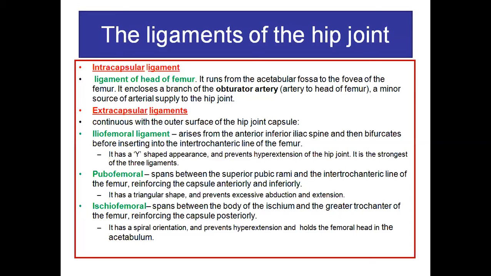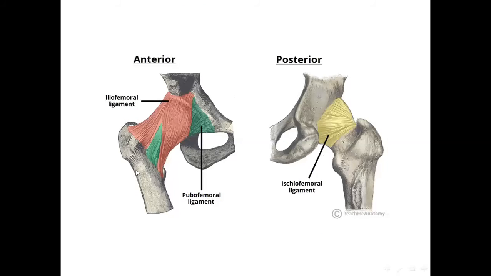The ischiofemoral ligament extends between the body of the ischium and the greater trochanter of the femur, reinforcing the capsule posteriorly. It has a spiral fashion, prevents hyperextension and holds the femoral head in its position. These are the three important ligaments: the iliofemoral ligament anteriorly in red, the pubofemoral ligament anteroinferiorly in green, the ischiofemoral ligament posteriorly in yellow.